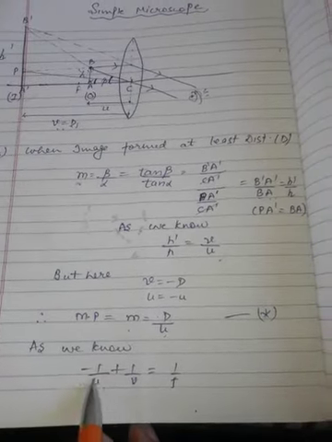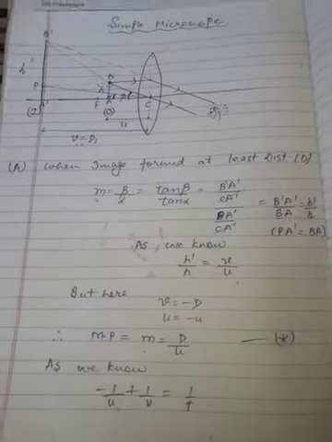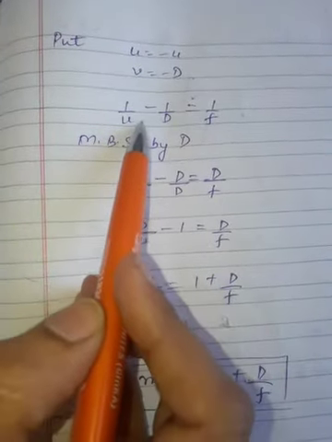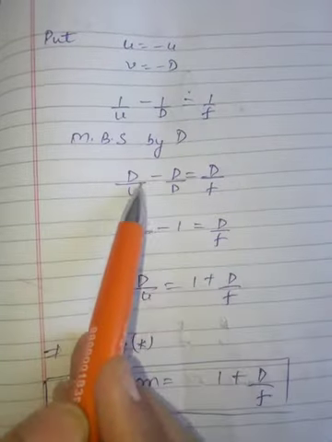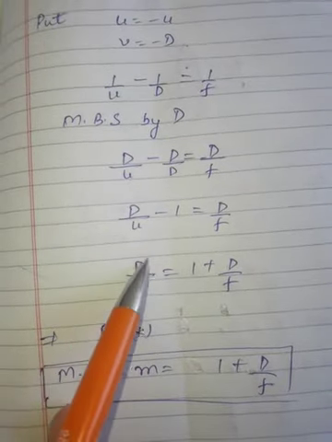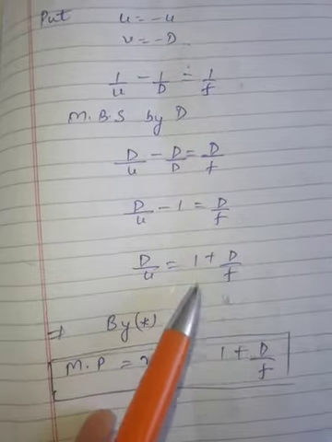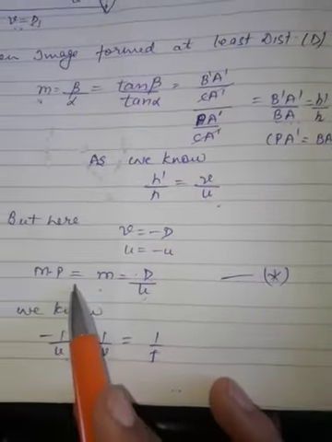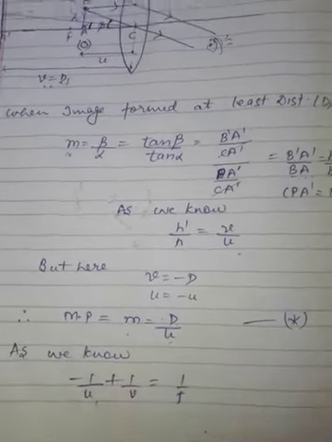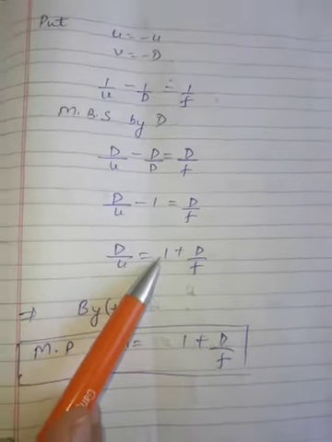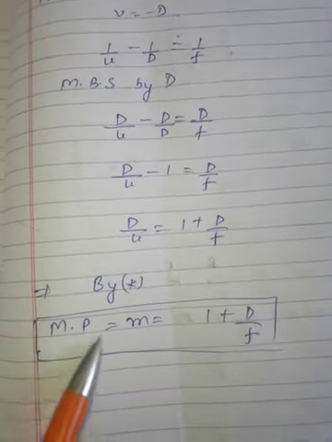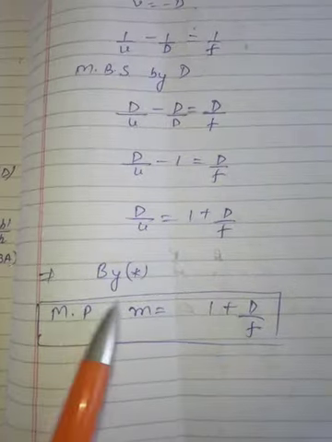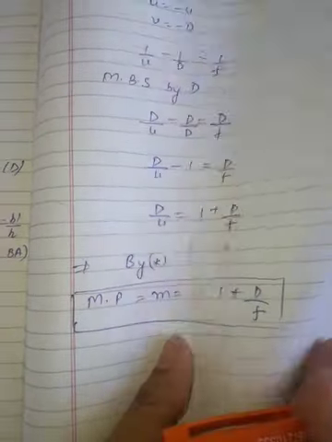We know the lens formula, minus 1 upon U plus 1 by V is equal to 1 by F. Put the sign conventions, U is minus U, V is minus D. Put the values, you got it. Multiply both the sides by D. So you calculate D by U from here. Take it with another side, 1 plus D by F. So from equation star we know that magnifying power is D upon U. Therefore you can put D by U is equal to 1 plus D by F. That means for a higher magnifying power the focal length of the lens should be small. They are reciprocal to each other.